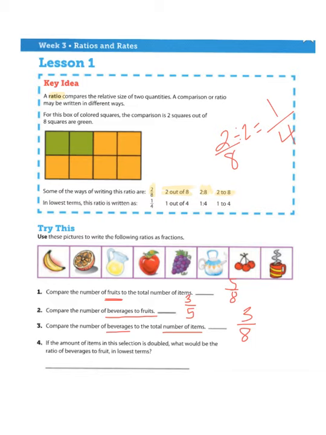Number 4 says, if the amount of items in this selection is doubled, what would the ratio of beverages to fruit in lowest terms be? So they're asking for beverages to fruit in lowest terms. Beverages to fruit, we had 3. And how many fruits do we have? 1, 2, 3, 4.